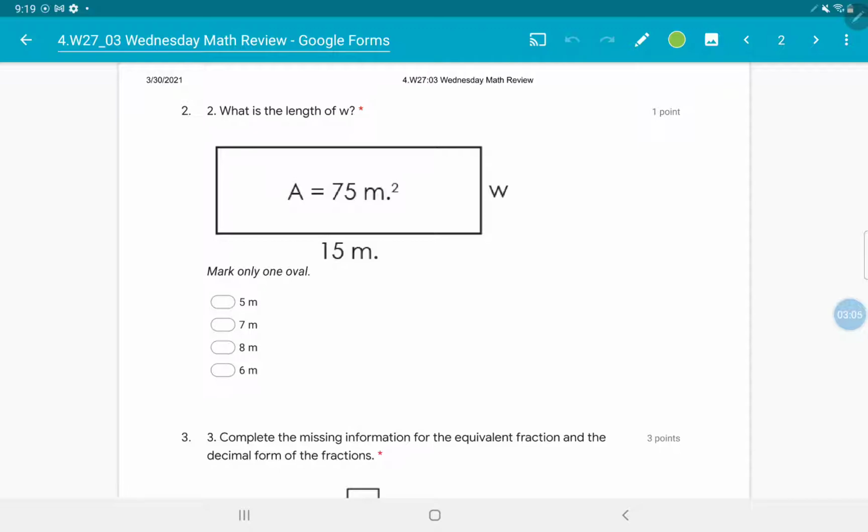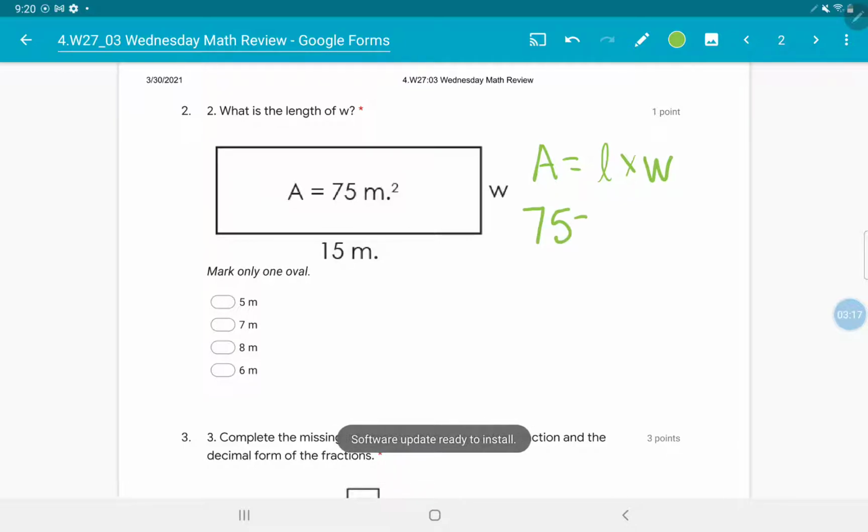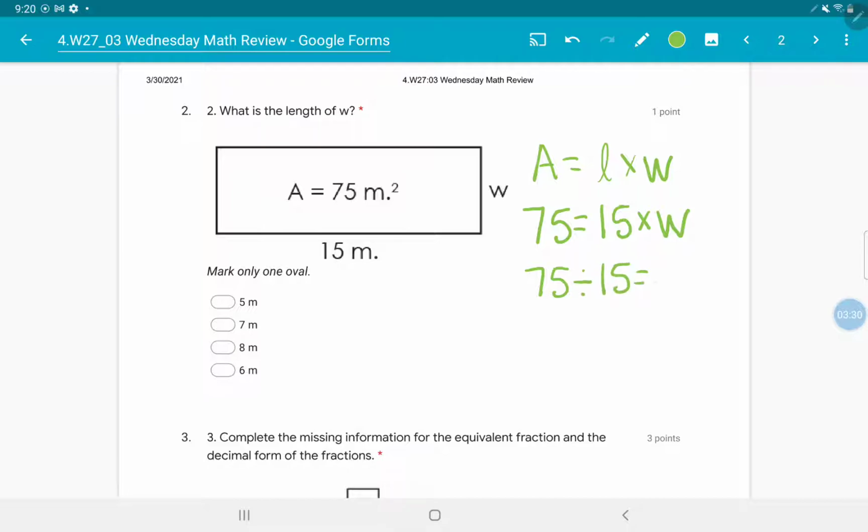They give us that. So how are we going to find the width? What are we going to do, Jacob? You can divide 75 by 15. Yeah, if area equals length times width, we know the area is 75. We know the length is 15. So we're looking for 15 times what number equals 75? Or we could turn that around and do 75 divided by 15. So what is the width going to be, Cash?